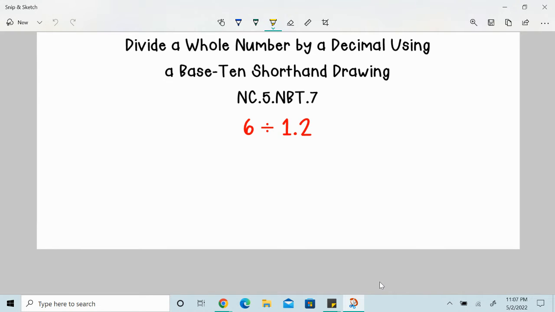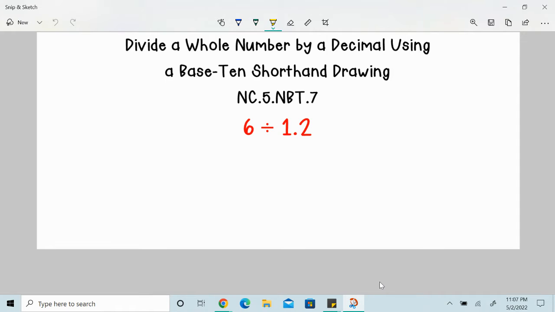In this video, we will look at dividing a whole number by a decimal number using a base 10 shorthand drawing. The focus of the standard is using models, drawings, and strategies based on place value to compute problems. So here we will use a drawing to solve.